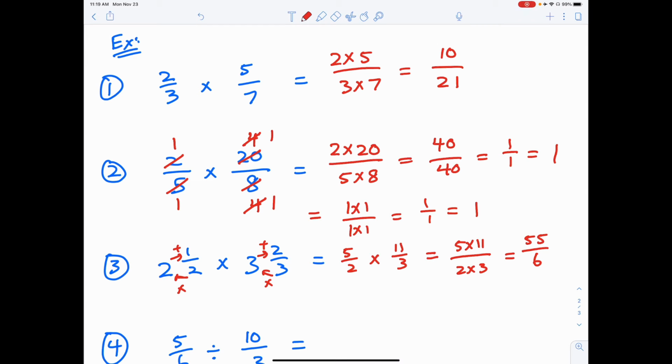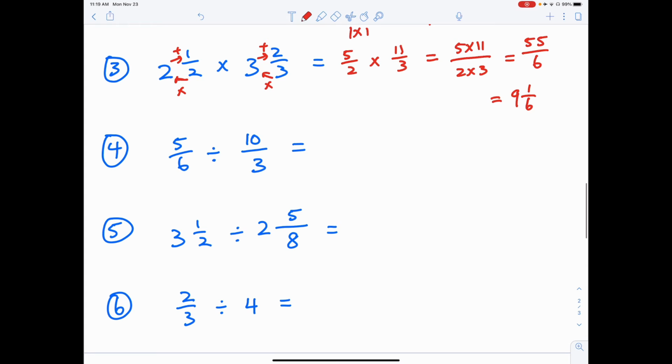Some teachers will require you to change that into a mixed fraction. So again, how many times does 6 go into 55? 6 goes into 55 9 times, right? And then we have 1 left over. So you should be getting 9 and 1/6 if they require you to change it into a mixed fraction form.